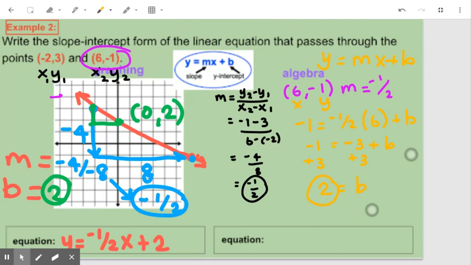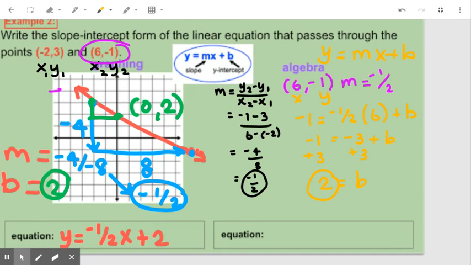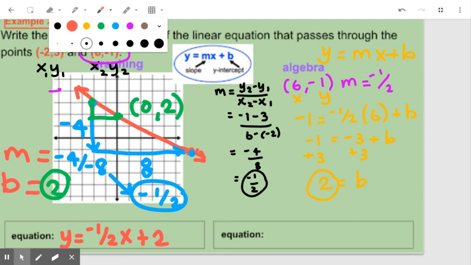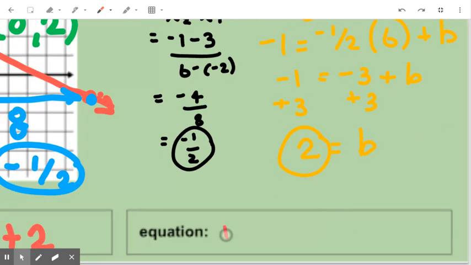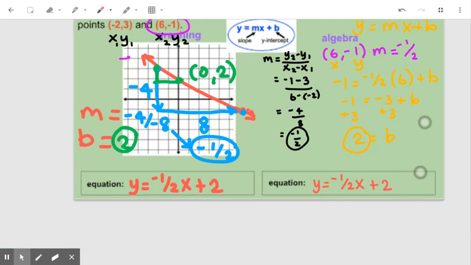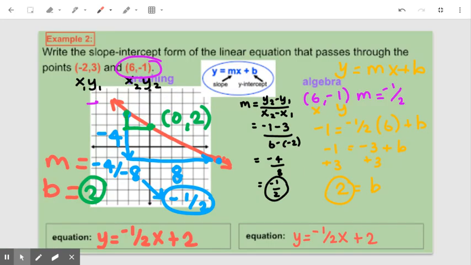So I have my b and I have my m. I can now write my equation, which is y equals -1/2 x plus 2. And that's my algebraic equation. Notice it matches my graphic equation. So I have to be able to do both methods.